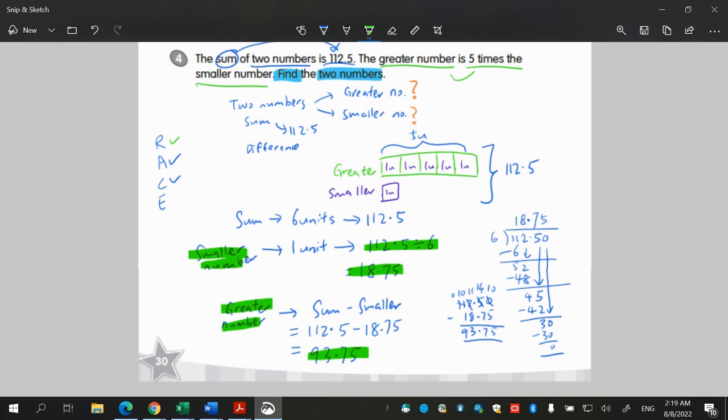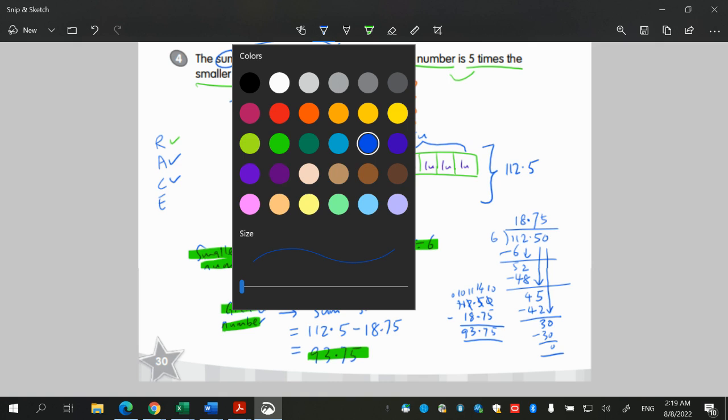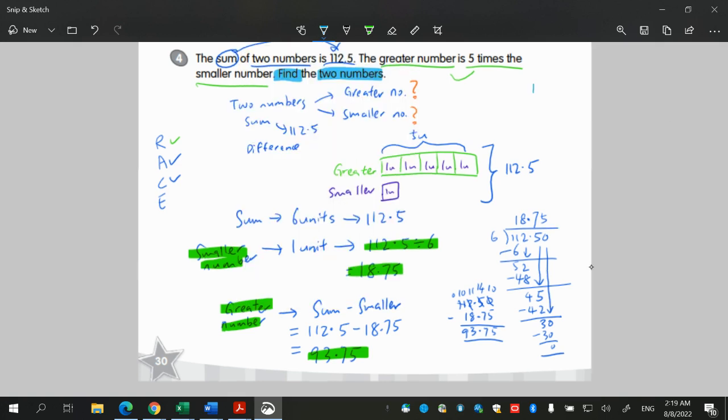Okay, 5 units. So let me do a quick check, to see whether I got this right, by doing working at the side. If the smaller number is 18.75 and the greater number is 5 units of that, check my regrouping. Okay, very good. It gave me the same answer. So I've got both the two numbers, the smaller number being 18.75 and the greater number 93.75. Okay, thank you for watching.